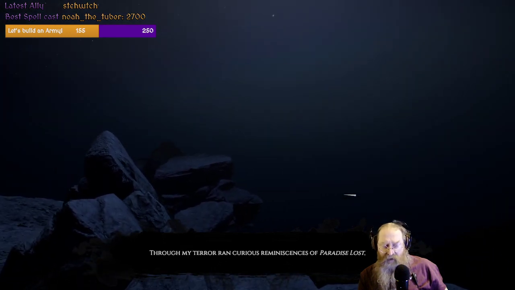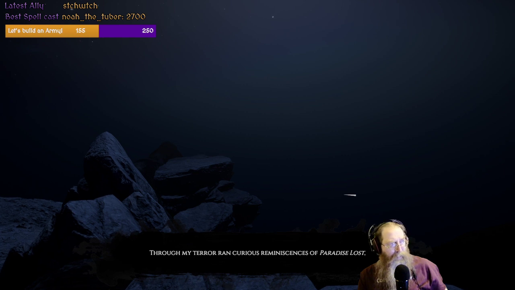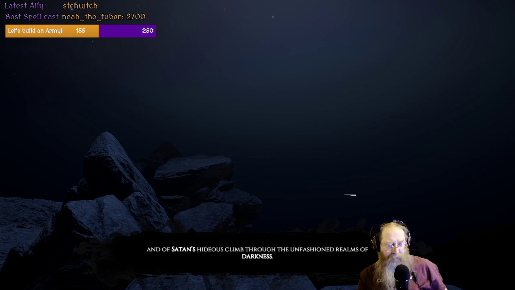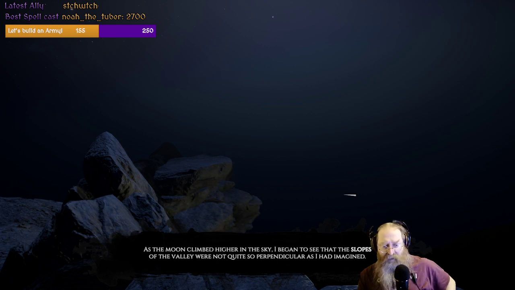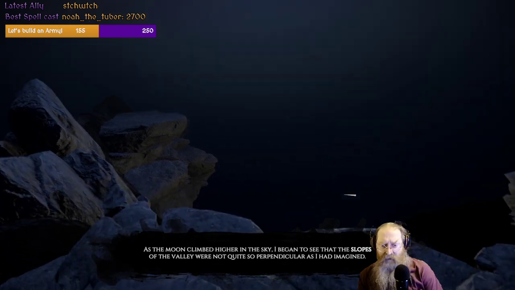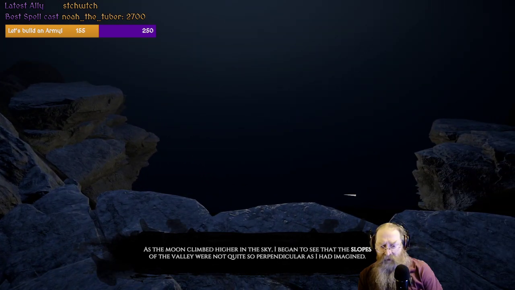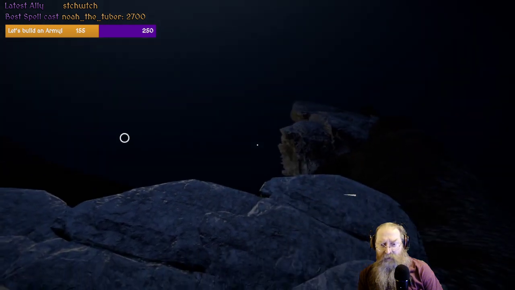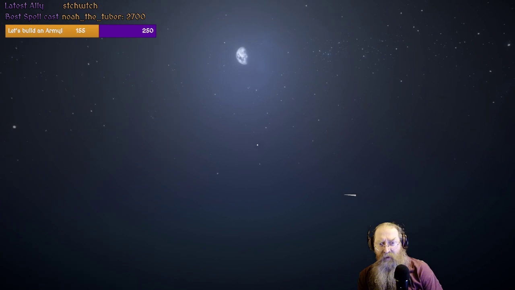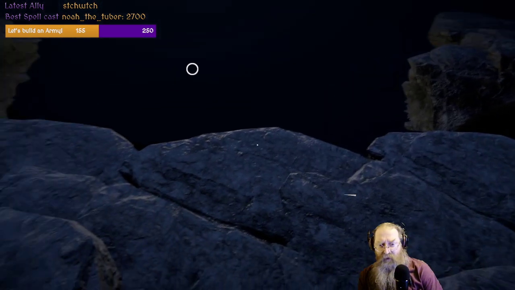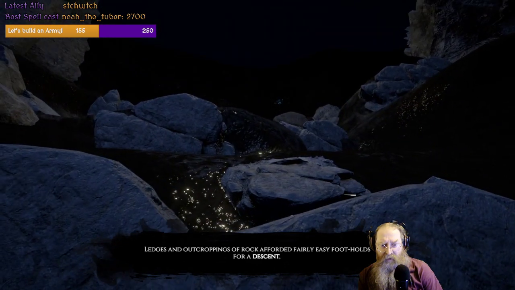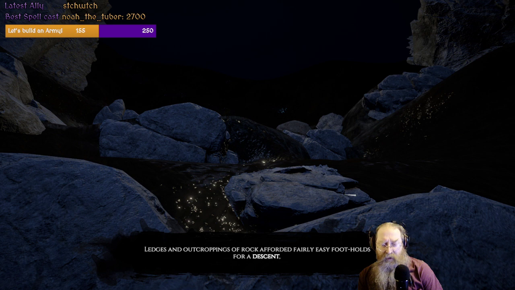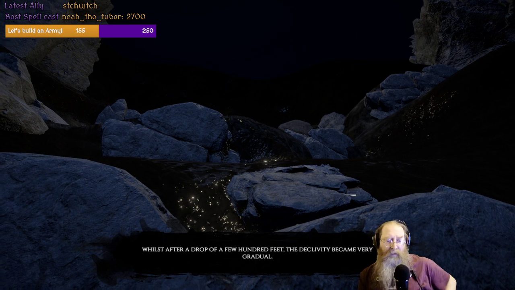Through my unpleasant terror ran curious reminiscences of Paradise Lost, and of Satan's hideous climb through the unfashioned realms of darkness. As the moon climbed higher in the sky, I began to see that the slopes of the valley were not quite so perpendicular. Ledges and outcroppings of rock afforded fairly easy footholds for a descent, whilst after a drop of only a few hundred feet, the declivity became very gradual.